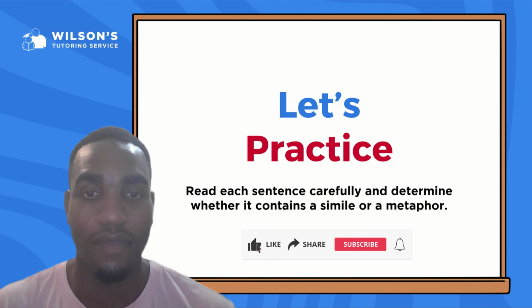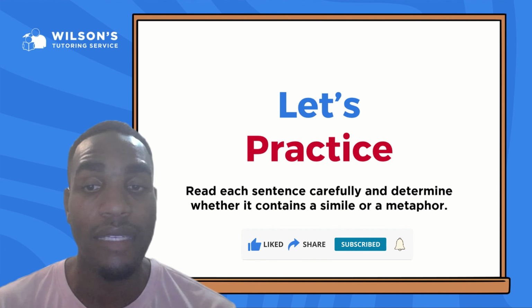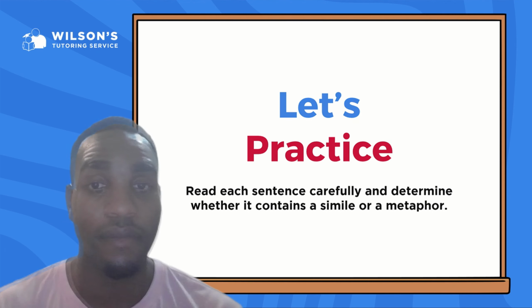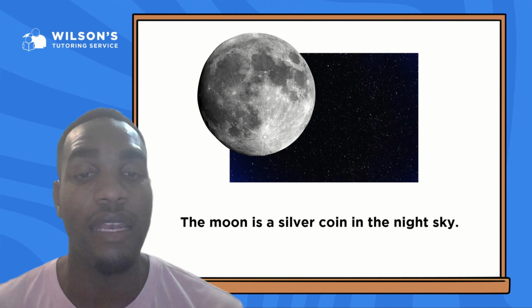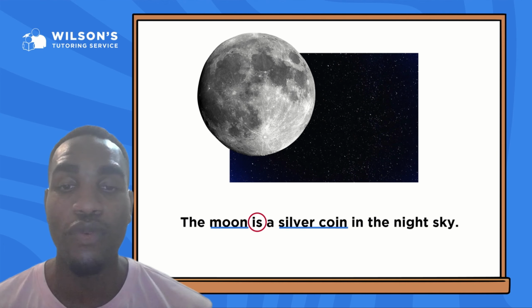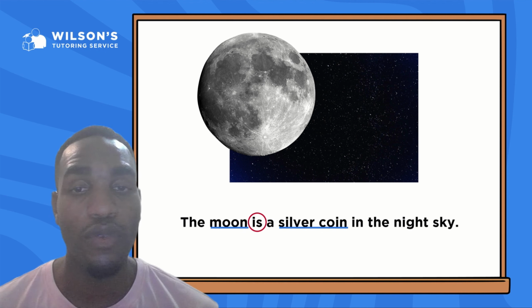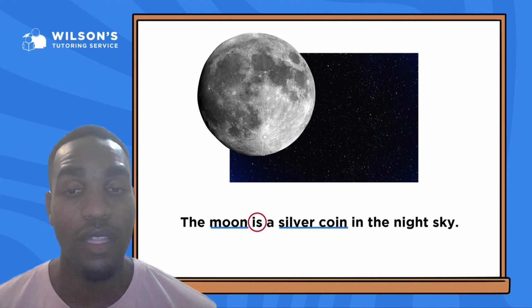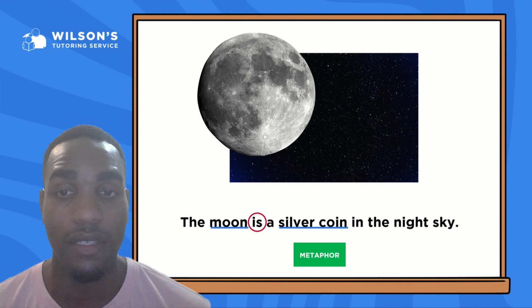Now let's practice. Read each sentence carefully and determine whether it contains a simile or a metaphor. The moon is a silver coin in the night sky. Here we see the moon and a silver coin being compared. However, the word is was used to make the comparison, so this would be a metaphor because the words as nor like was used in this case. Moving on.